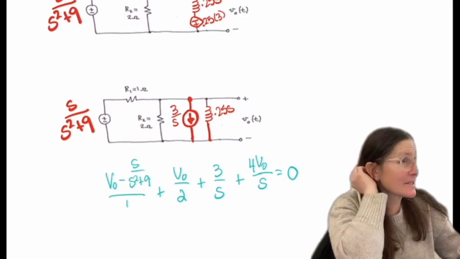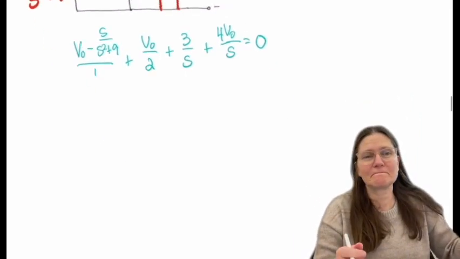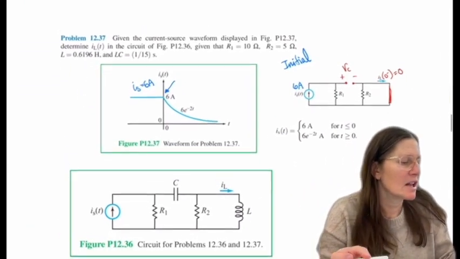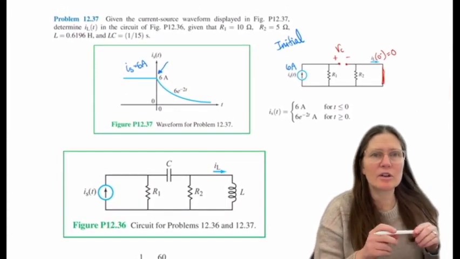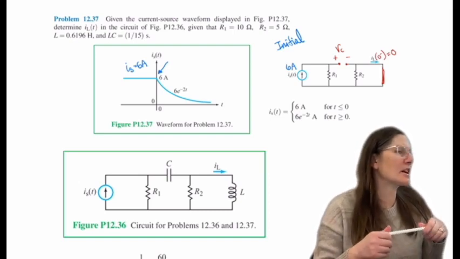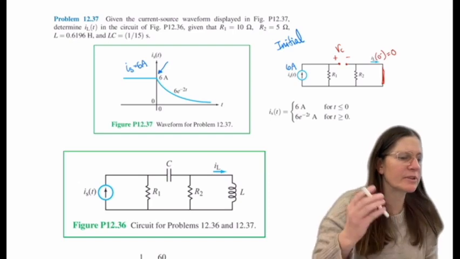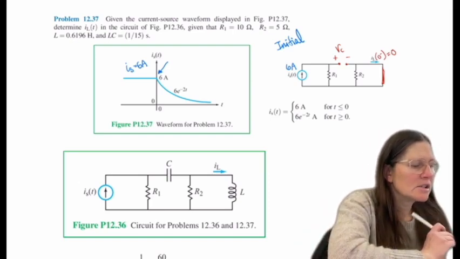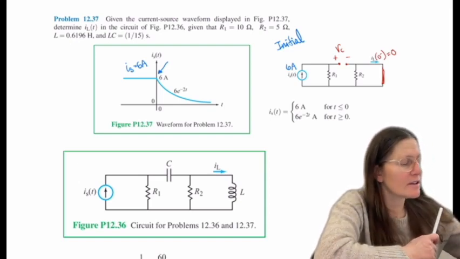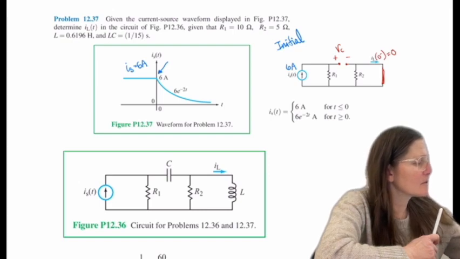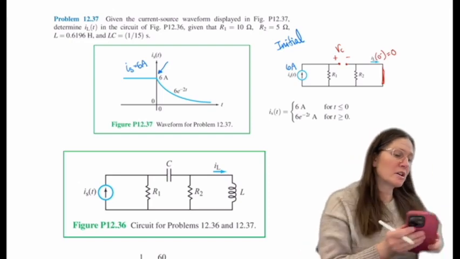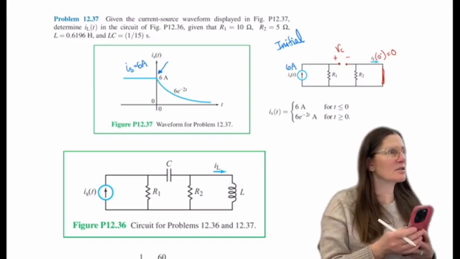All right, any questions? Pretty straightforward still. This one you're going to find IL of t, so you are going to translate it back into the time domain this time, going through all the steps for this one. So the current source in this case is written as 6 amps for time before 0, and 6e to the minus 2t after 0.